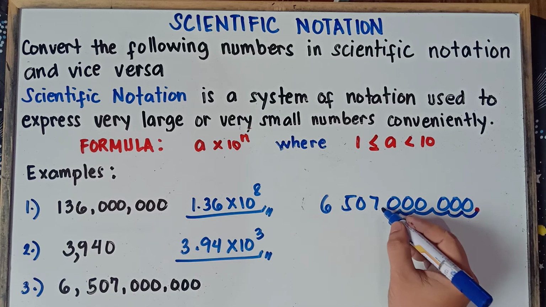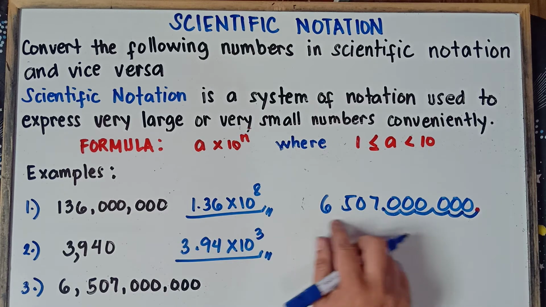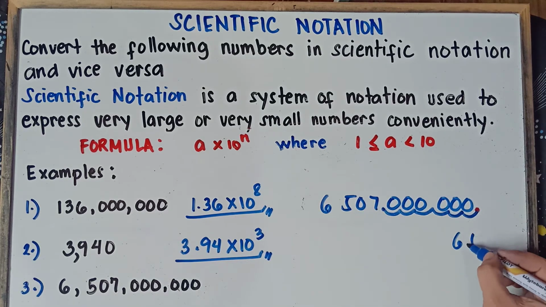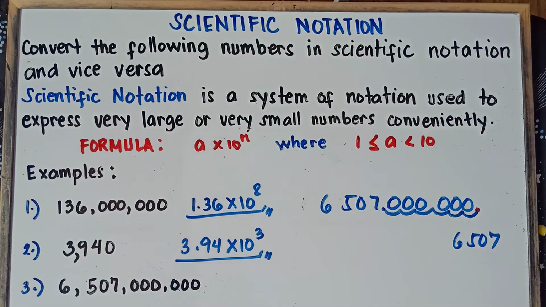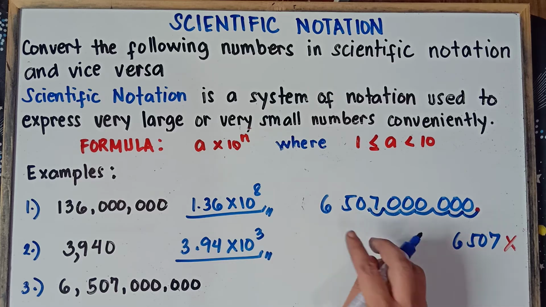Now, if we stop at this point in between 7 and 0, of course, we cannot have this one with regards to the value of A. This is 6,507. Can we have that one with regards to the value of A? Nope. We cannot have this one with regards to the value of A. This is greater than 10. So we need to move again the decimal point right to left once. 1. So we will have 650.